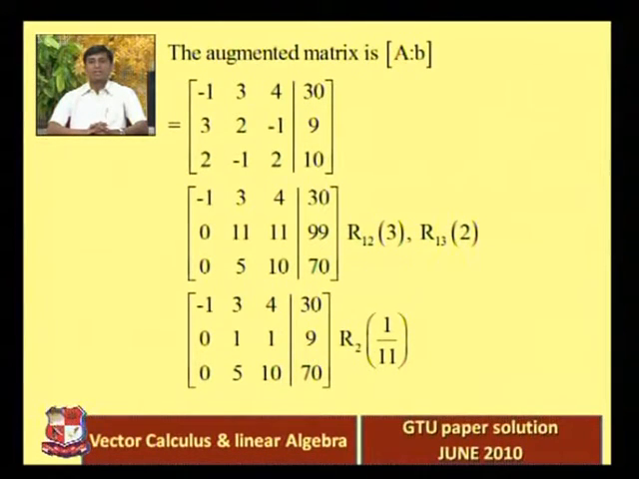Now we multiply the first row by 2 and add it to the third row. So the third row becomes: the first element is 0, the second is minus 1 plus 2 into 3, that is 6 minus 1, that is 5. Then 2 plus 2 into 4, that is 2 plus 8, that is 10.